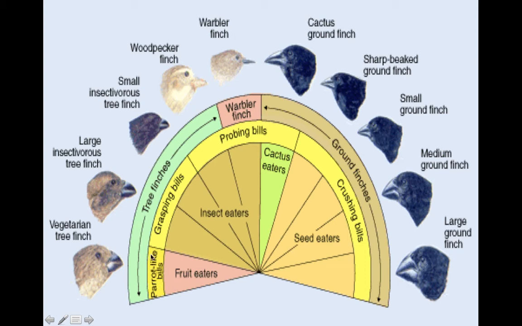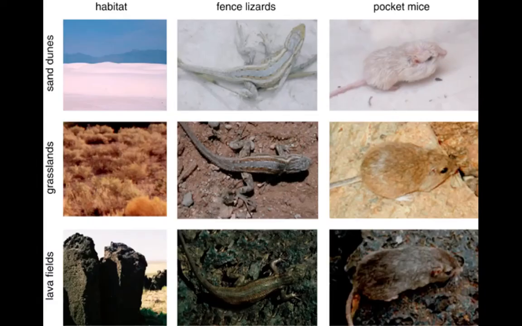And so here we see in the yellow bar, in the center circle of the radiation, eating fruit, insects, cactus, seeds, and so different adaptations for eating different types of food within their niche could be drawn like this as an adaptive radiation image.